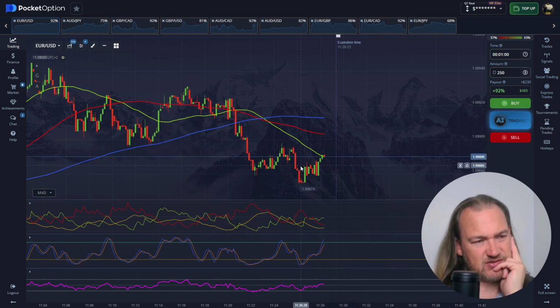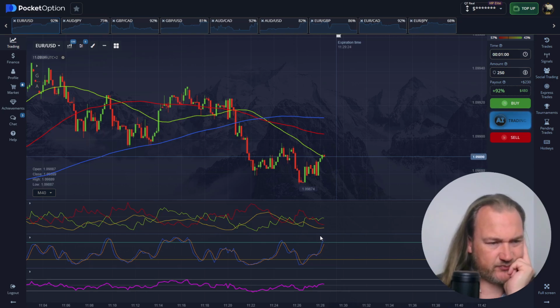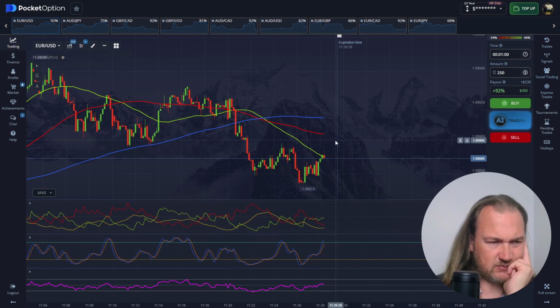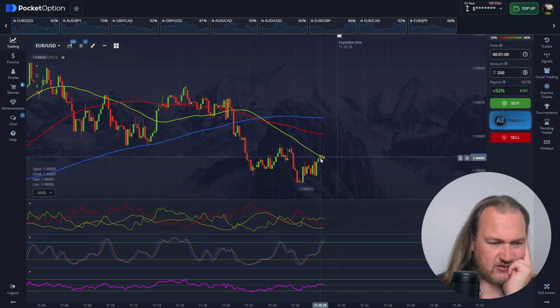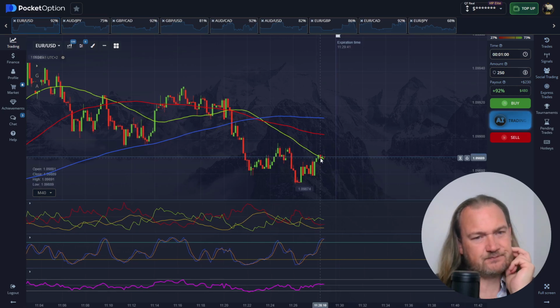It's moving sideways, so it's not really trending hard. ADX is super low. So there's not a lot of strength in this current downwards move at the moment. So it's dodgy. It could go either way. I'm not going to risk it.